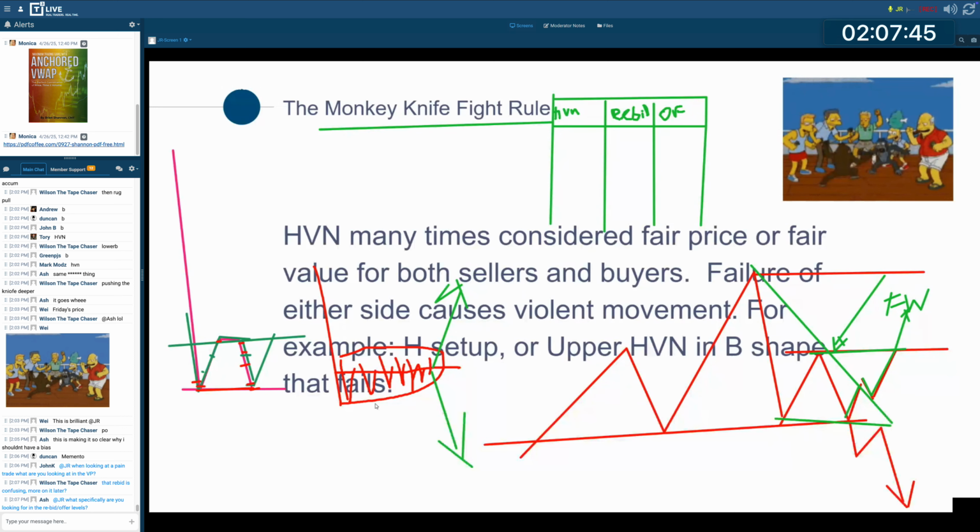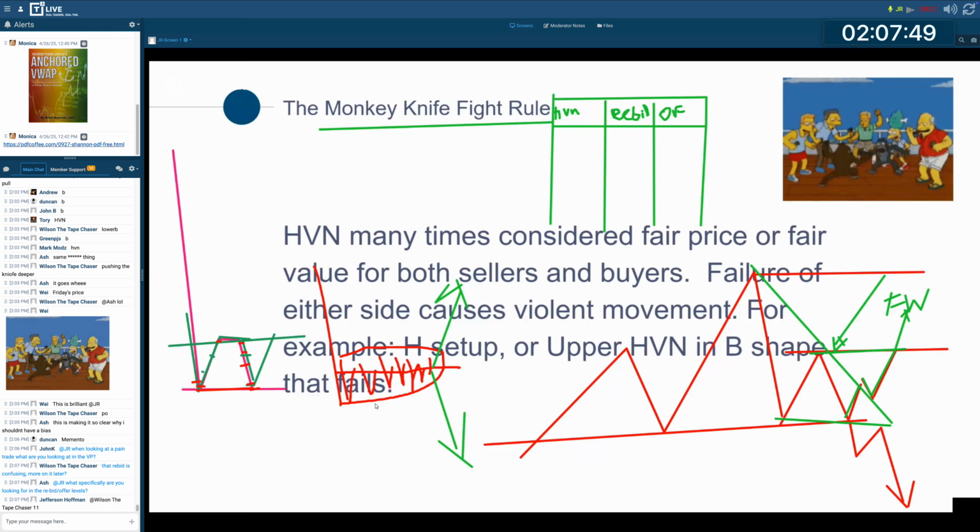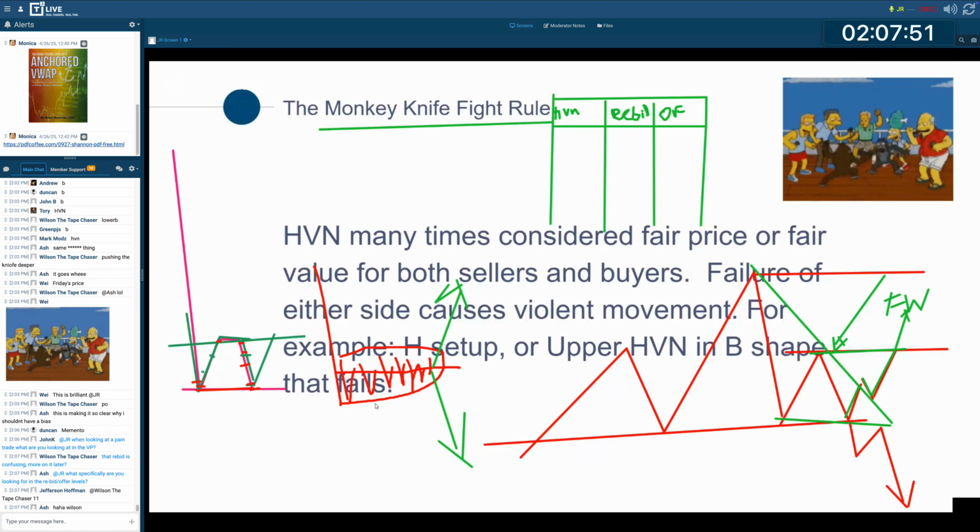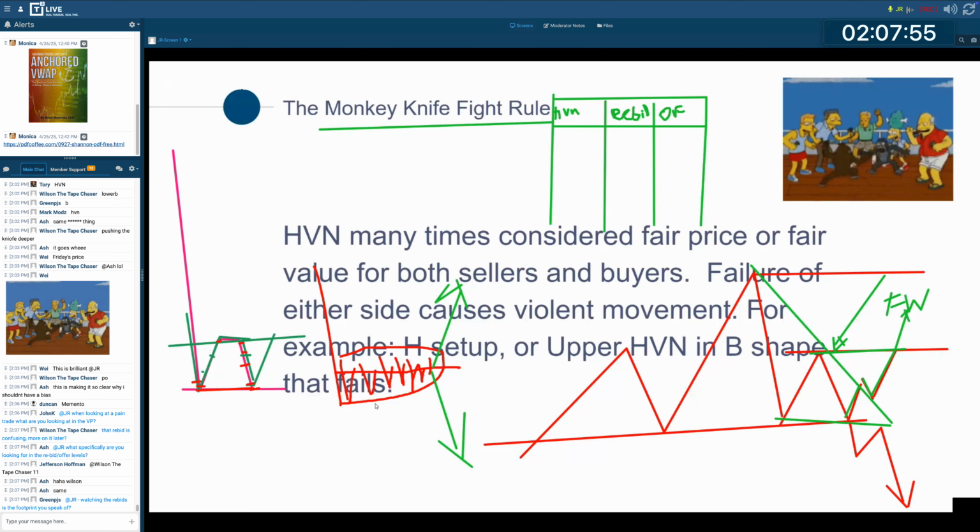And this is more art than science. Okay, it takes a really long time to get good at pain trades. That's why a lot of times I tell you guys, pain trades may not be for everyone. They're a real advanced technique.